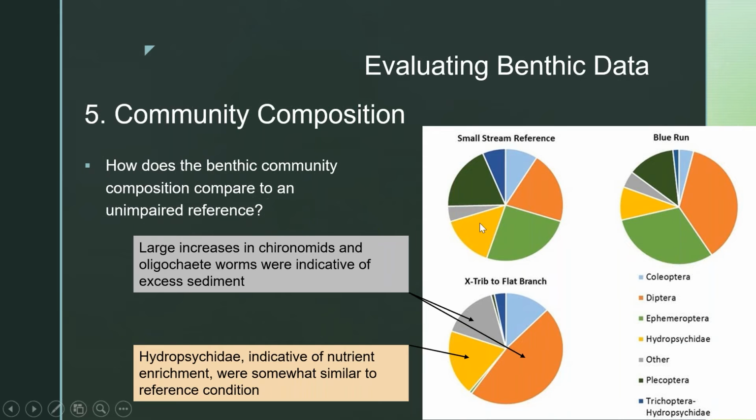So what does the distribution look like? And then what can we find out about that distribution in terms of what are the preferences for those organisms that kind of dominate the community?